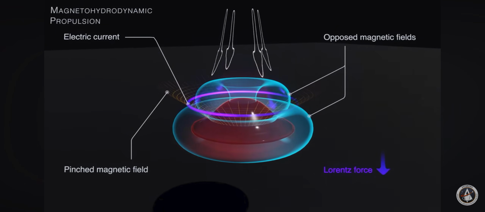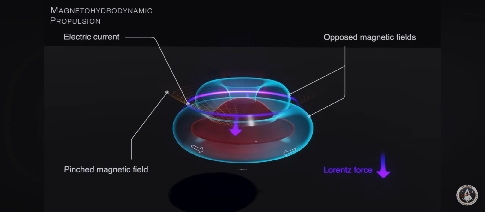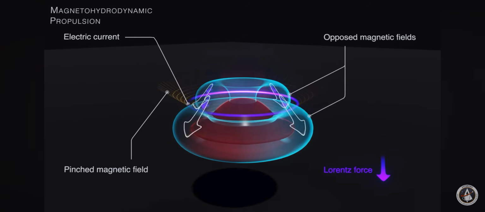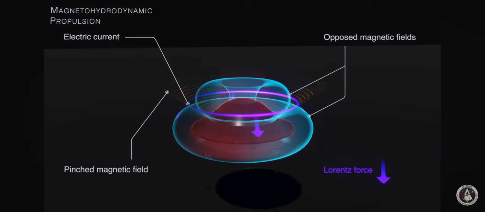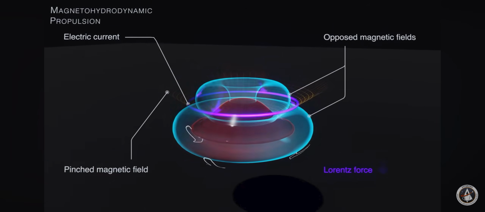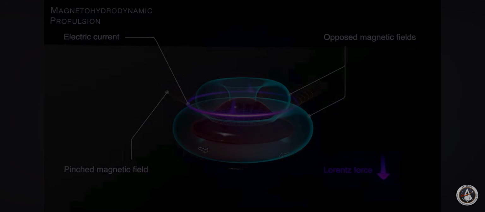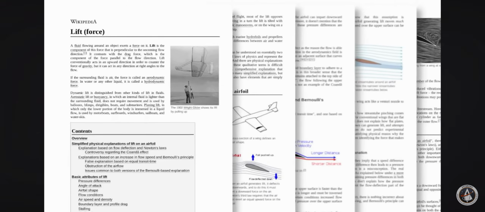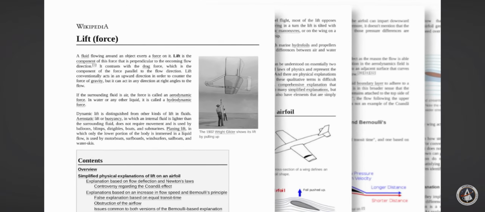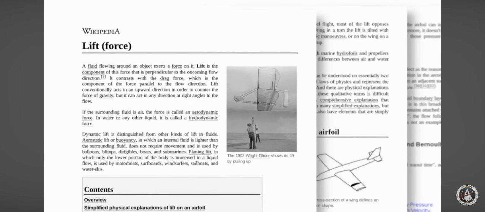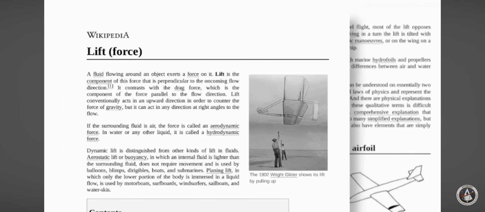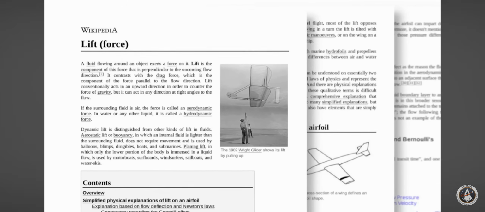Electrodynamic propulsion is a useful term to distinguish MHD in a conductive physical fluid from MHD type propulsion in a non-physical medium such as the quantum vacuum. Now let's move on to the next section of this video, MHD propulsion fundamentals.